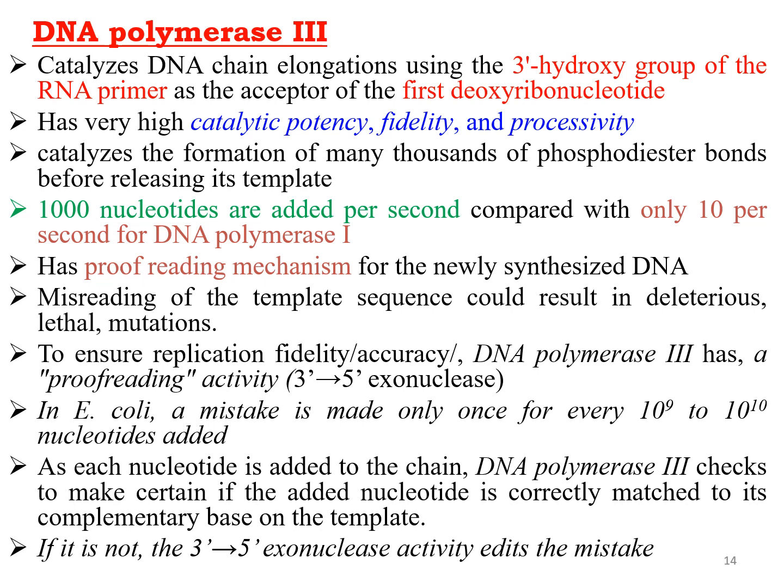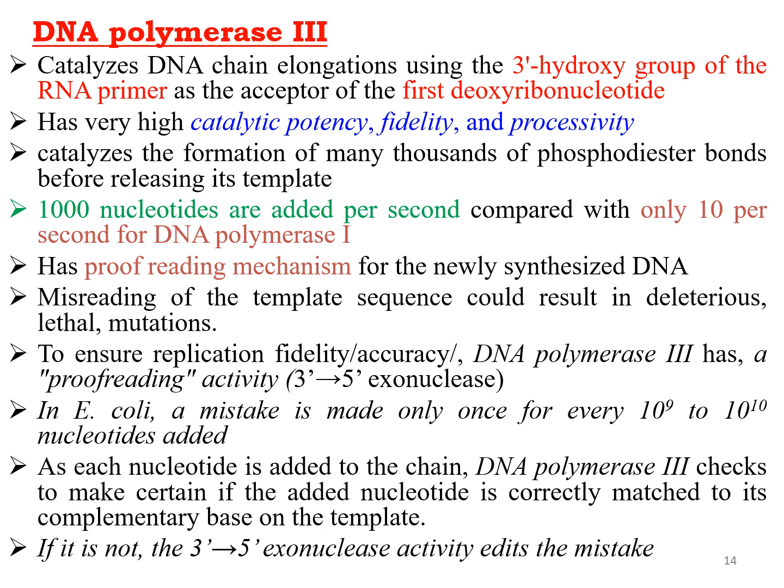So what is the function of this DNA polymerase? DNA polymerase 3, for example, catalyzes DNA chain elongation using the 3-hydroxyl group of the RNA primer as a substitute for the first deoxyribonucleotide. It has very high catalytic potency, fidelity, and processivity among the three DNA polymerases. It catalyzes the formation of many thousands of phosphodiester bonds before releasing its template. Therefore, 1000 nucleotides are added per second, compared with only 10 per second for DNA polymerase 1. Actually, DNA polymerase 1 has low processivity. DNA polymerase 3 has a proofreading mechanism for the newly synthesized DNA.